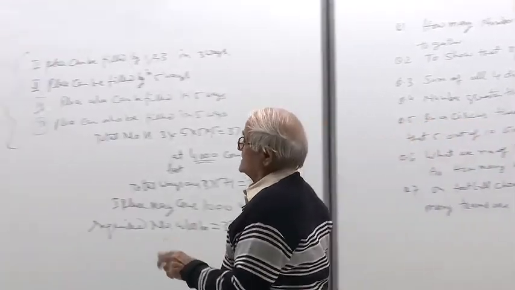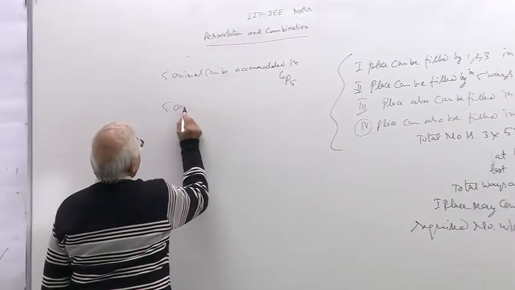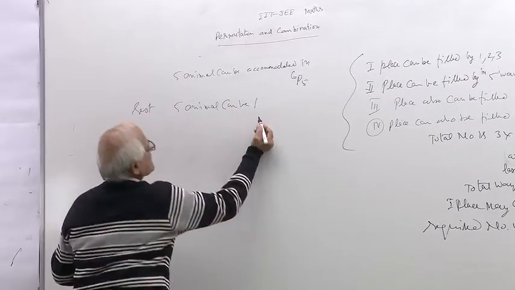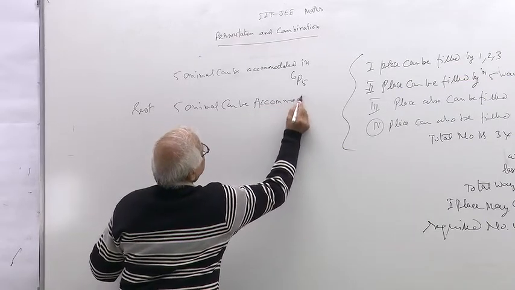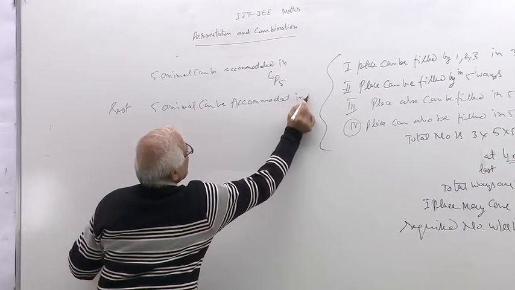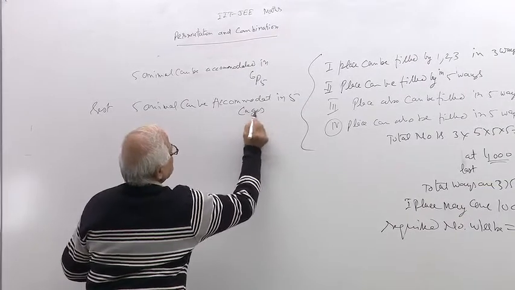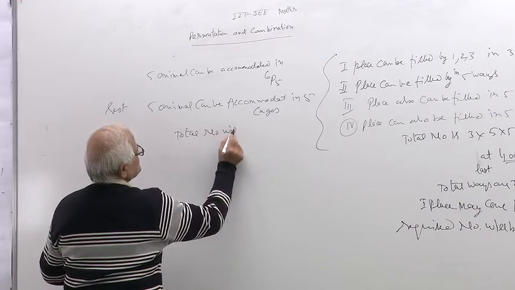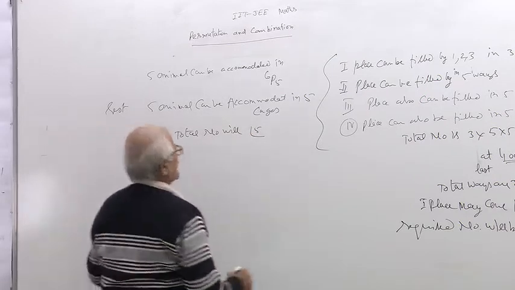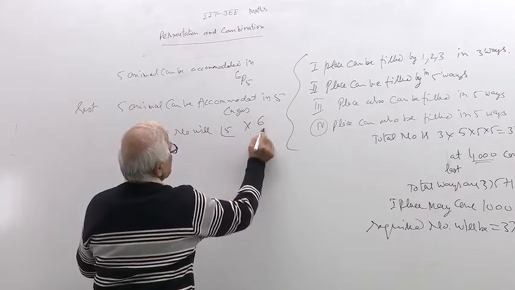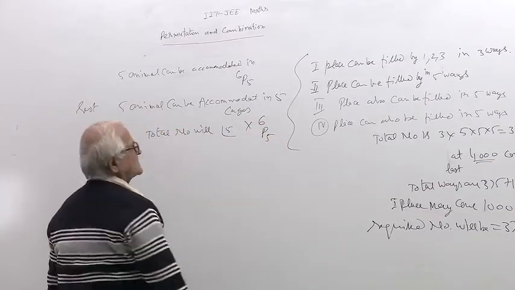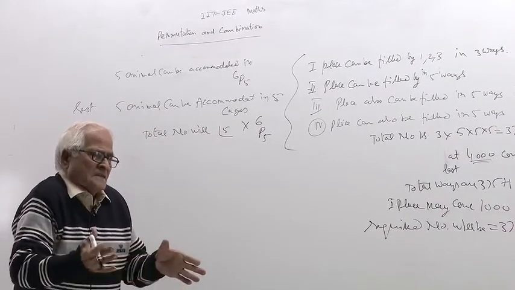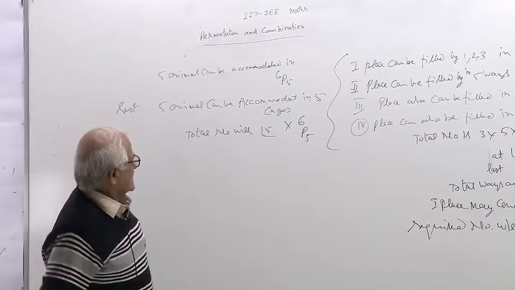The 5 remaining animals can be accommodated in 5 cages. So the total number will be factorial 5 times 6P5. Then this will be the total number of ways of arranging the 10 animals in the 10 cages in which 4 are small, where the 5 animals cannot enter. The total number will be this.